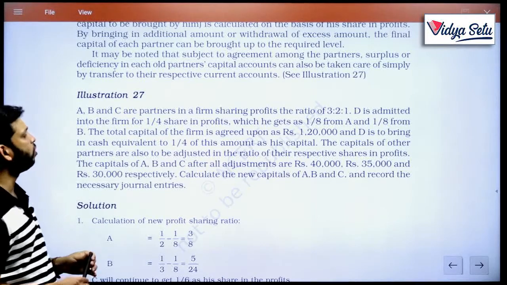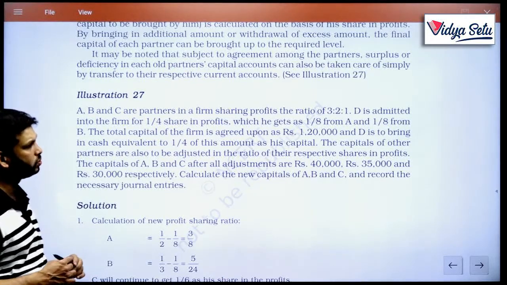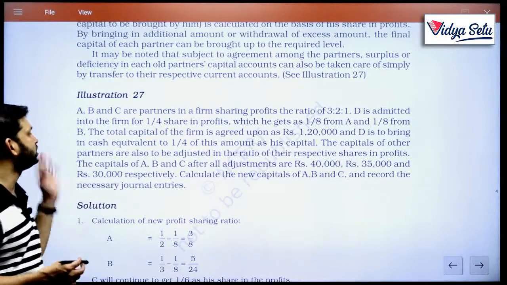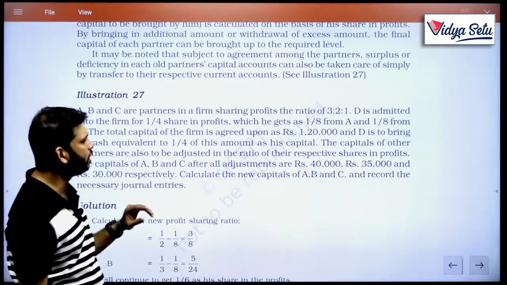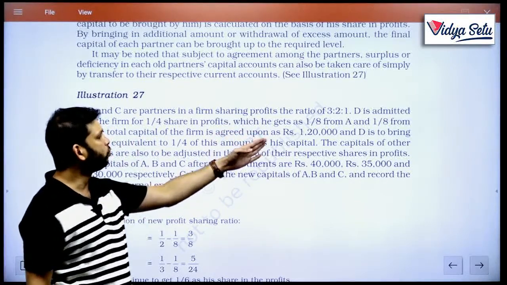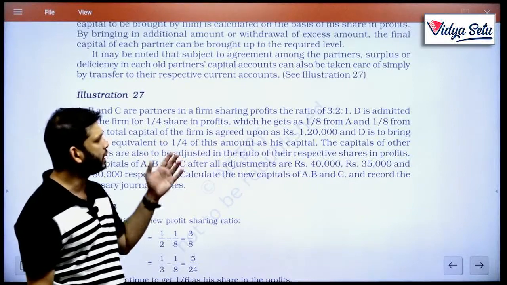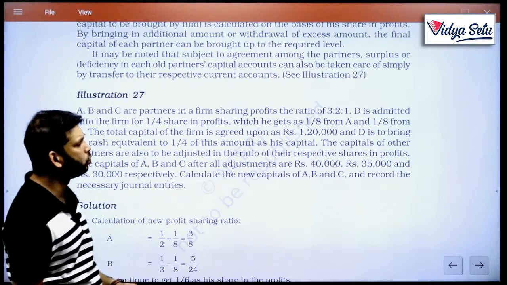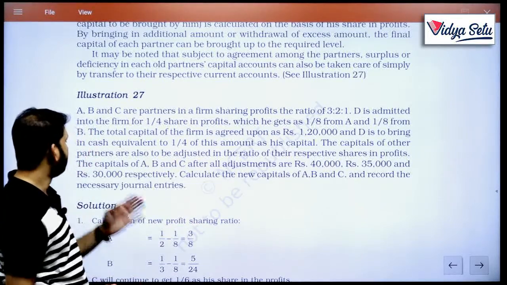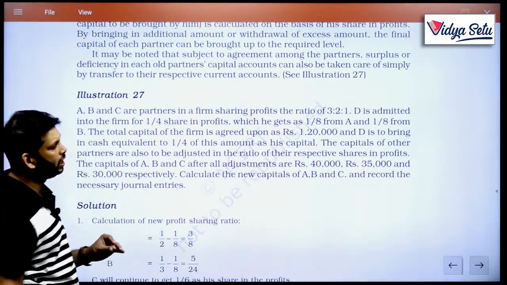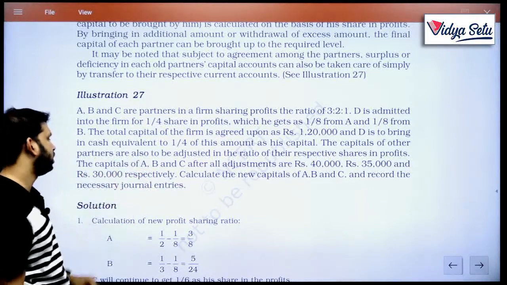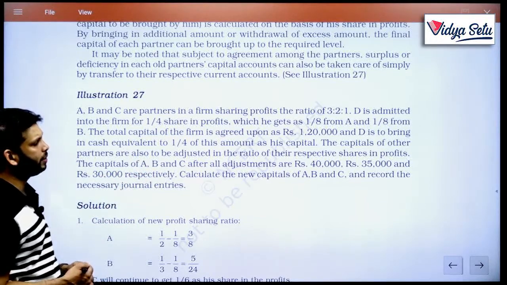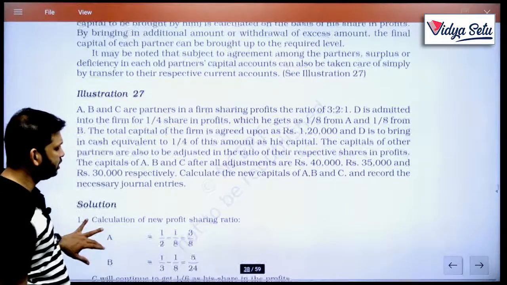The total capital of the firm is agreed to be 1,20,000 and D is to bring in cash equivalent to 1/4 of the total amount of this capital. So, 120 multiplied by 1/4, that is 30,000. The capitals of other partners are also to be adjusted in the ratio of the respective shares of profit. The capitals of A, B, C after all adjustments are 40,000, 35,000 and 30,000. Calculate the new capitals of A, B and C and record the necessary journal entries.